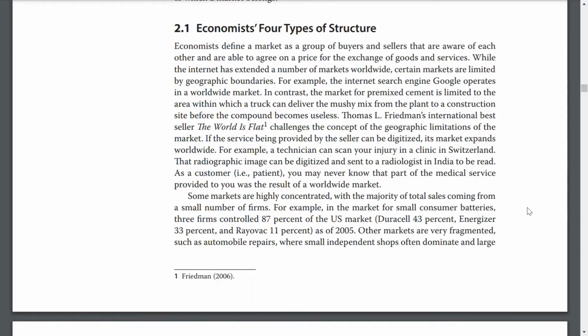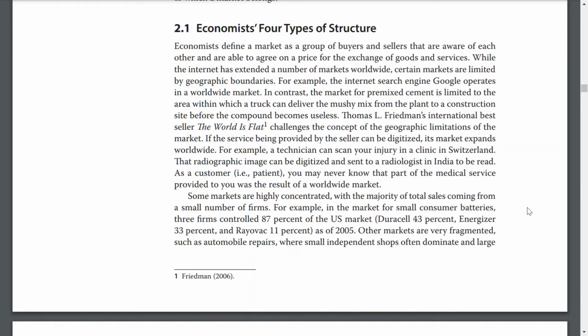For example, technicians can scan your injuries in a clinic in Switzerland. The radiographic image can be digitized and sent to a radiologist in India to be read. As a consumer, the patient, you may never know that part of the medical service provided to you was the result of a worldwide market.